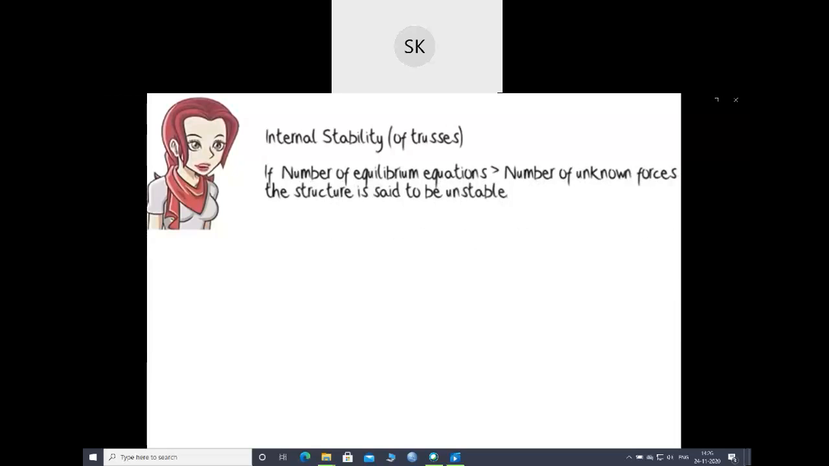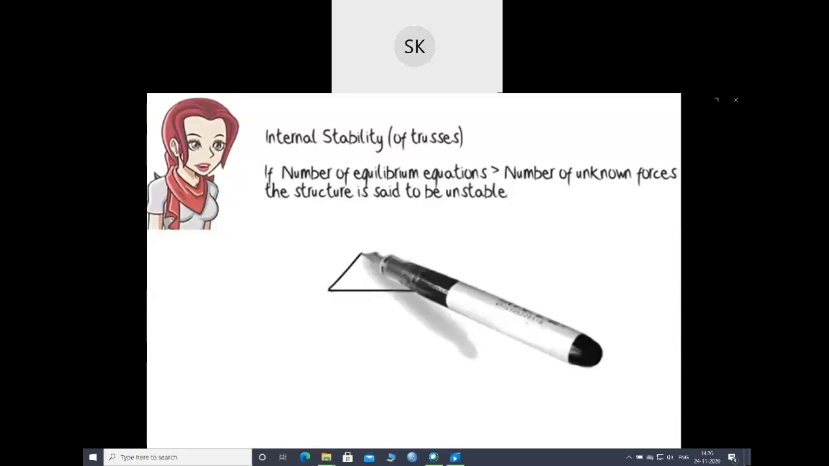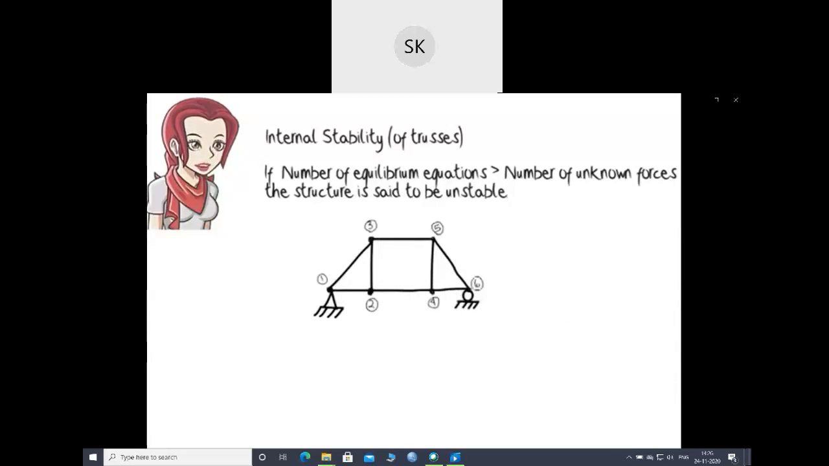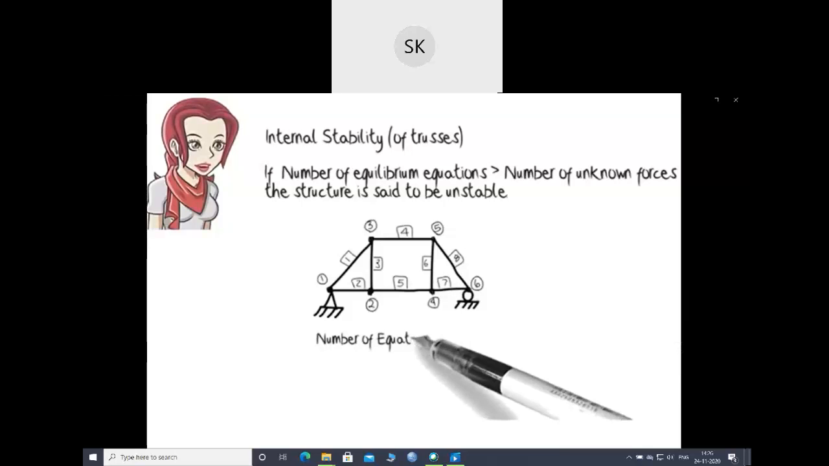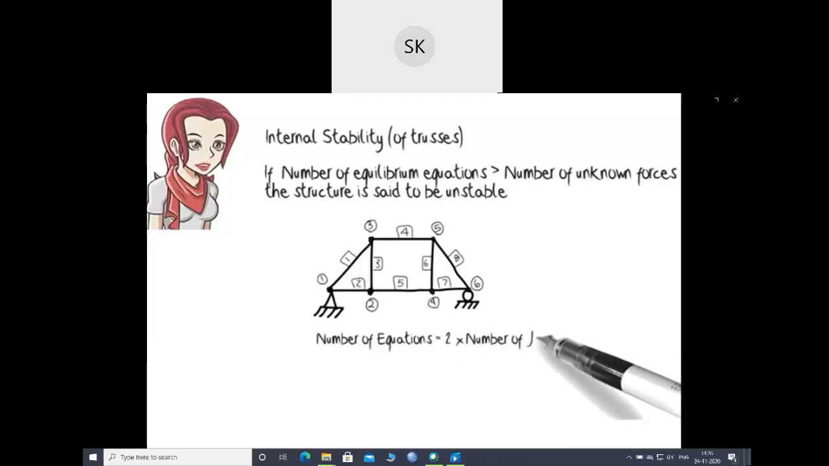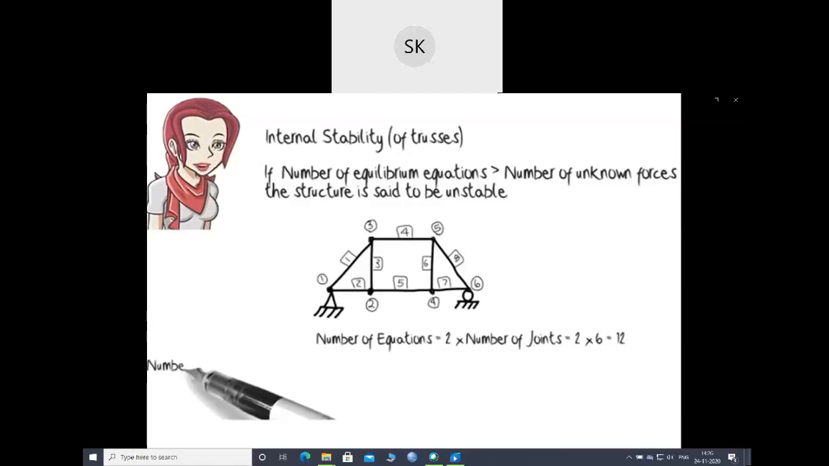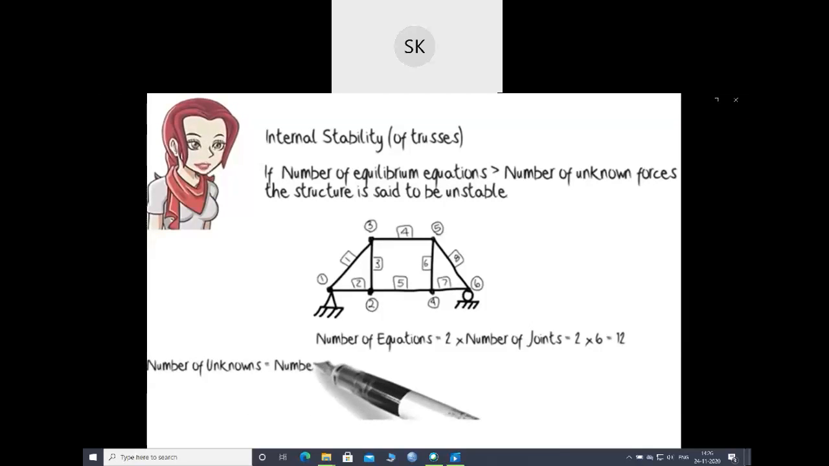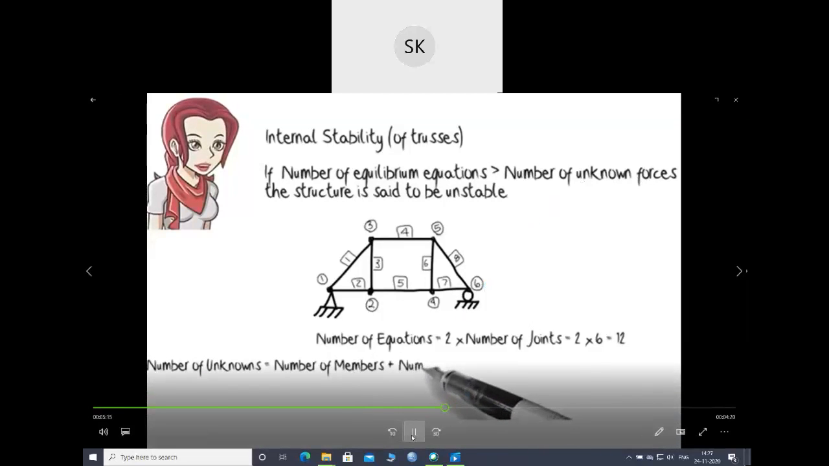Here is an example. This truss has 6 joints and 8 members. Since the number of equilibrium equations for a truss equals 2 times the number of its joints, we get 2 times 6, or 12 equilibrium equations. The number of unknown forces equals the number of truss members plus the number of support reactions.